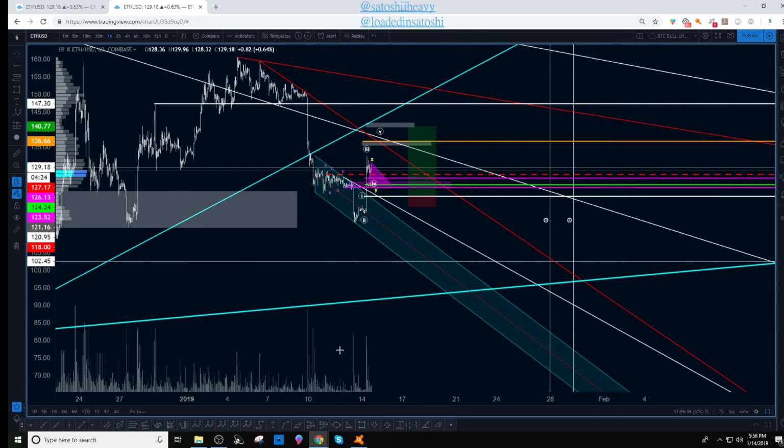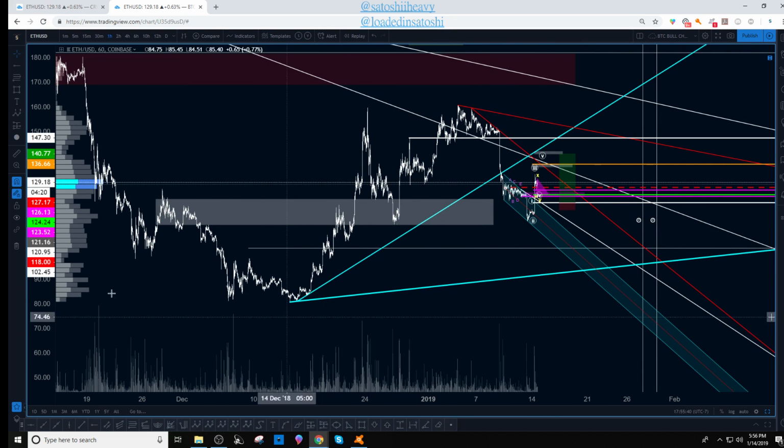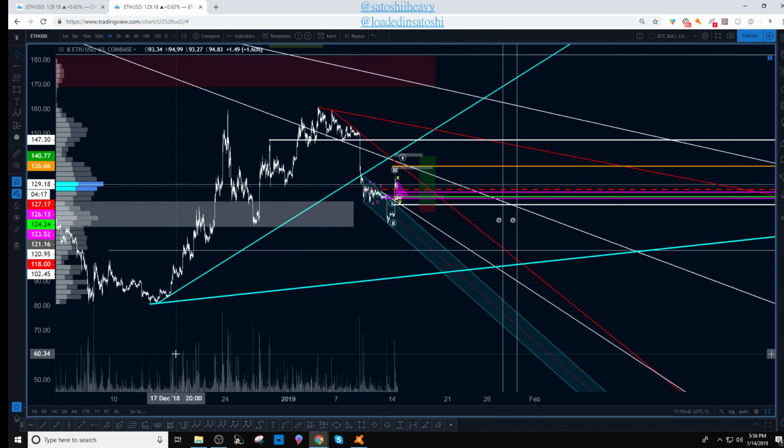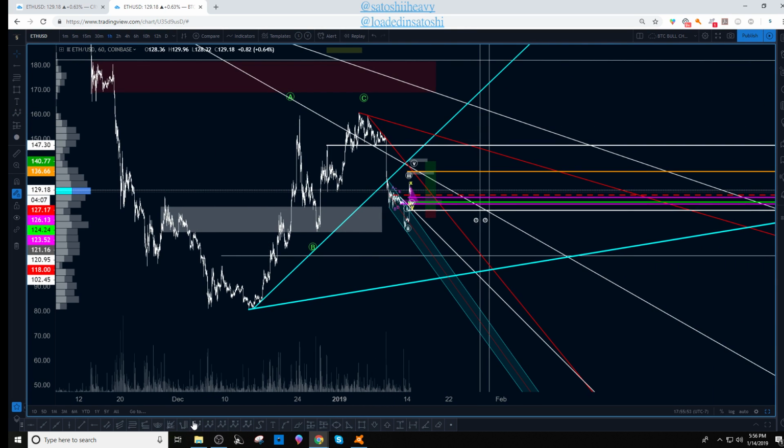Yeah, so the bear count is a very simple count as well. The bear count: A, B, C, truncated a little bit. And we just started our first impulse down.